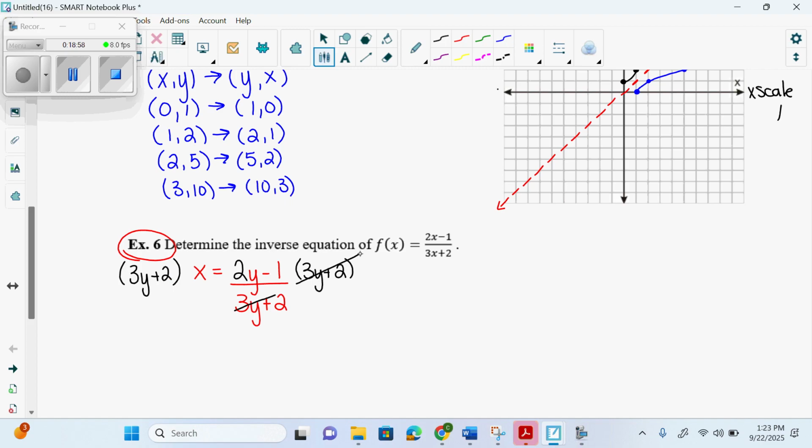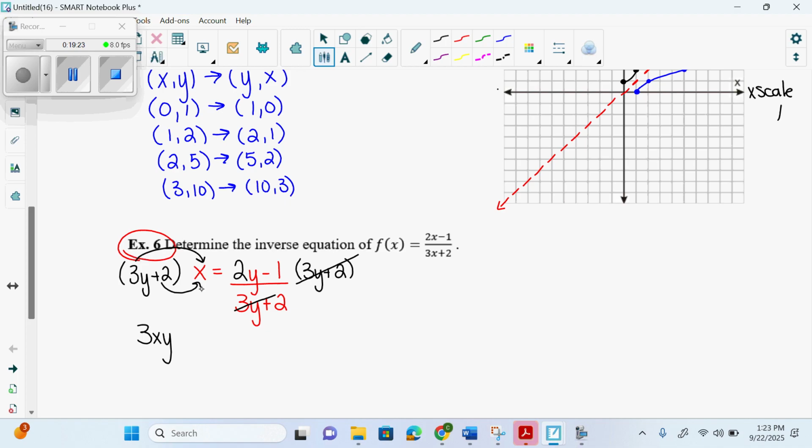Then we have to distribute. 3y times x is 3xy. They always list them in alphabetical order. If you wrote 3yx, you're not wrong. A multiple choice answer will be 3xy. Just know that it's multiplication, you can interchange them, right? They just write them in alphabetical order for pretty, I guess. Okay.